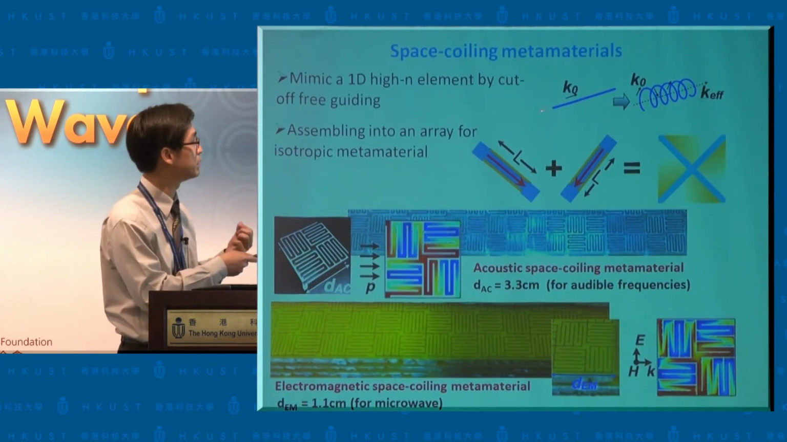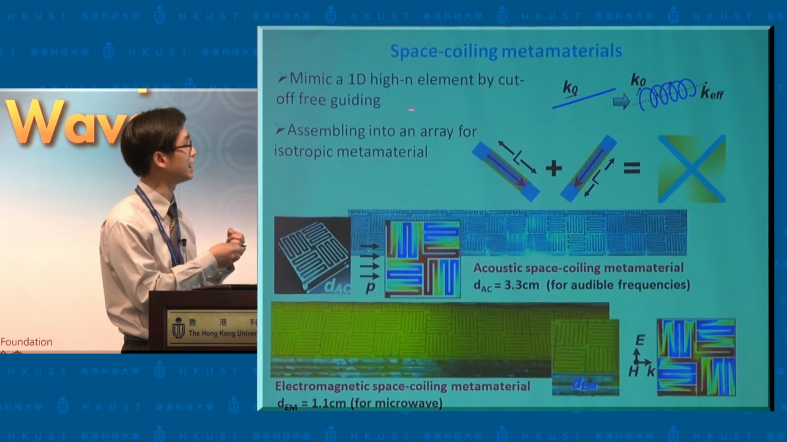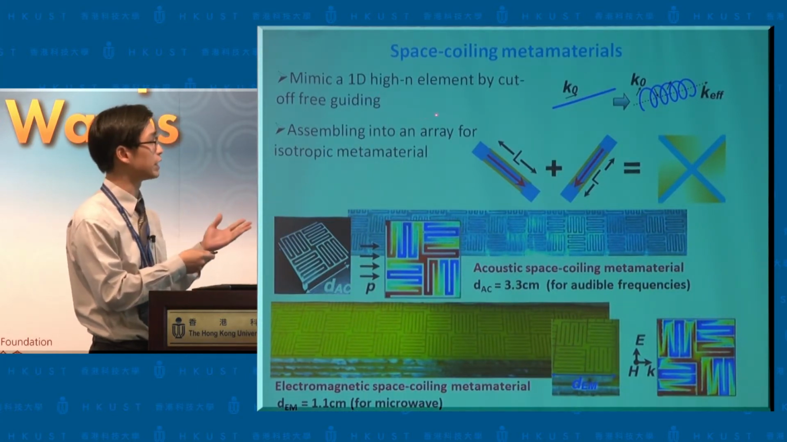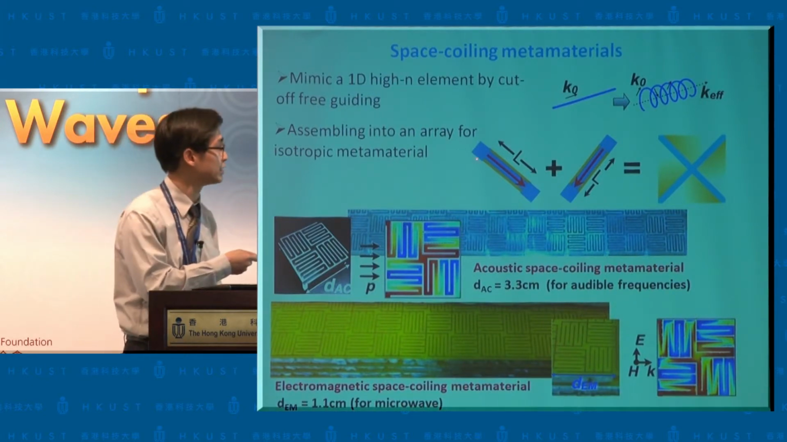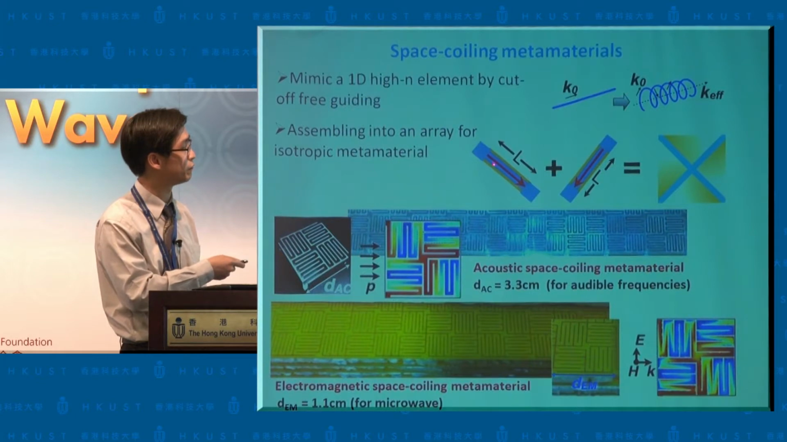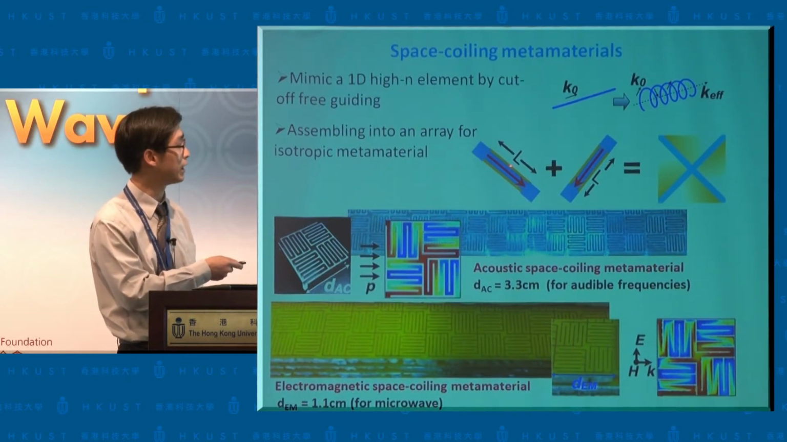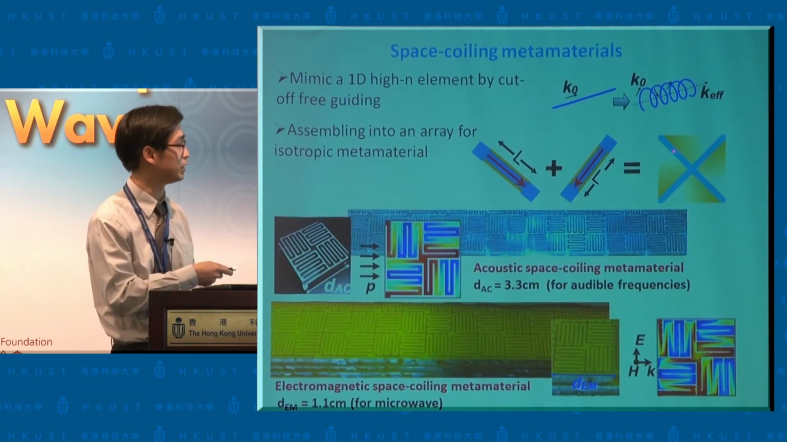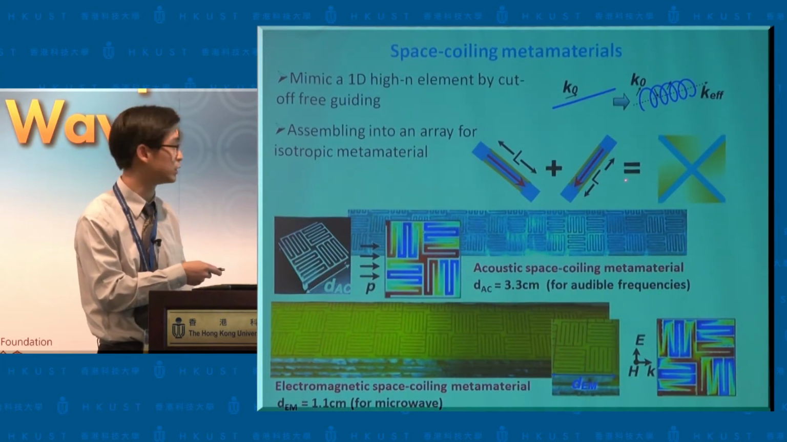Equivalently, just concentrating on these elements, it is equivalent to having a very high index. So in this case, we can mimic a one-dimensional element with high index. Then we can assemble these one-dimensional high-index elements into a two-dimensional array like this. If we assemble them in a way just like that, then we have a metamaterial, and the band gap can be brought down to much lower frequencies.